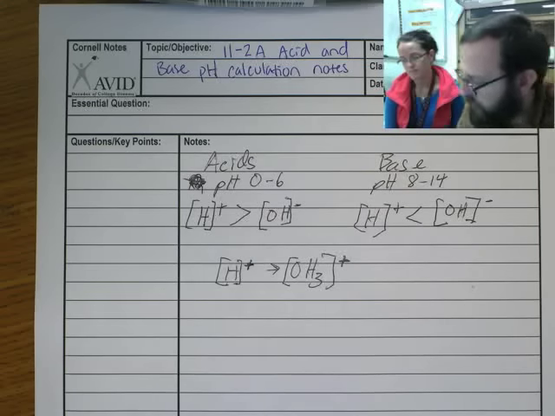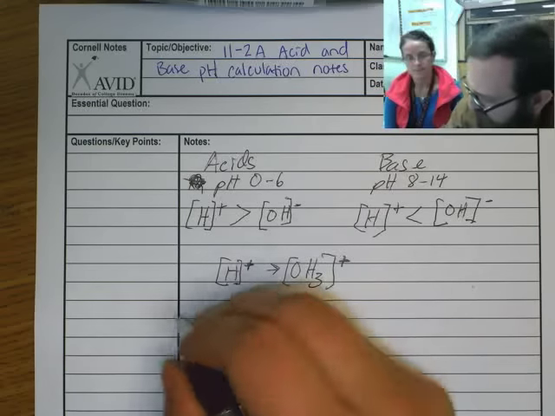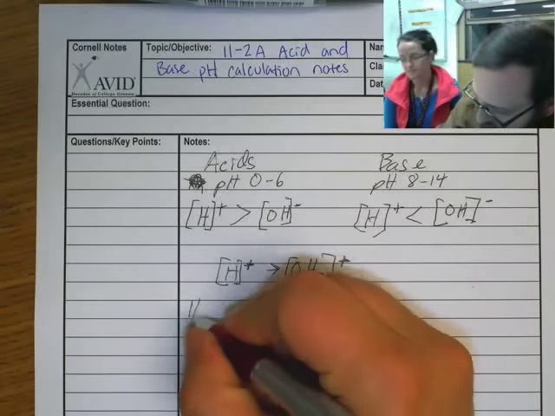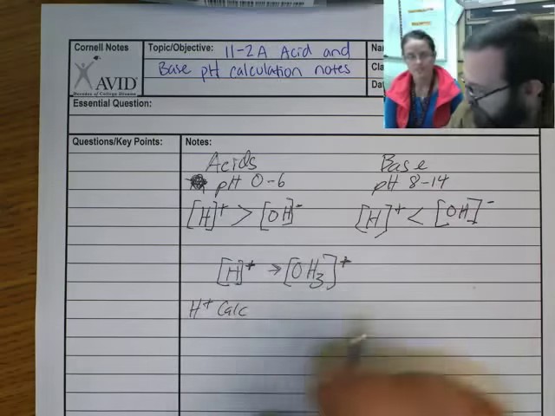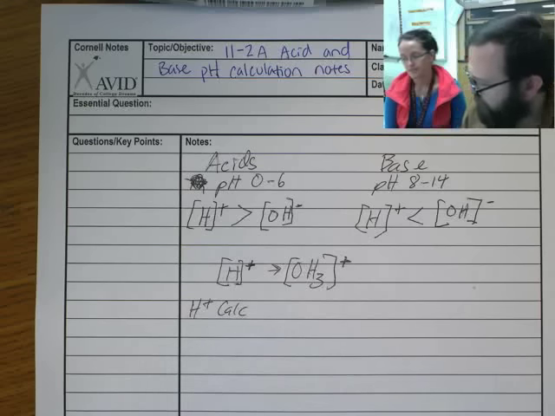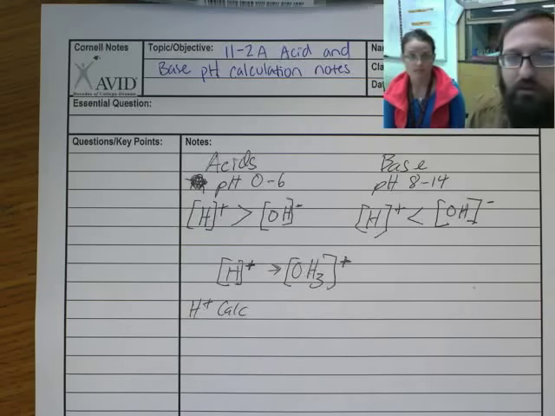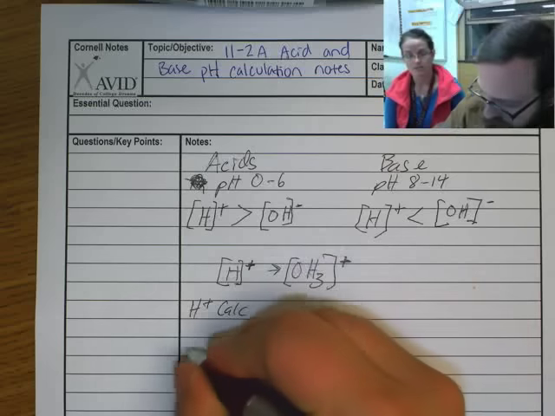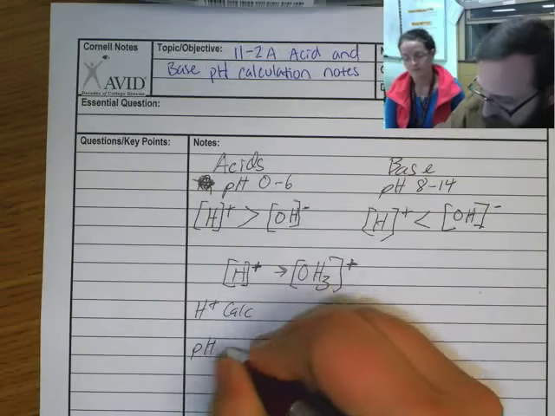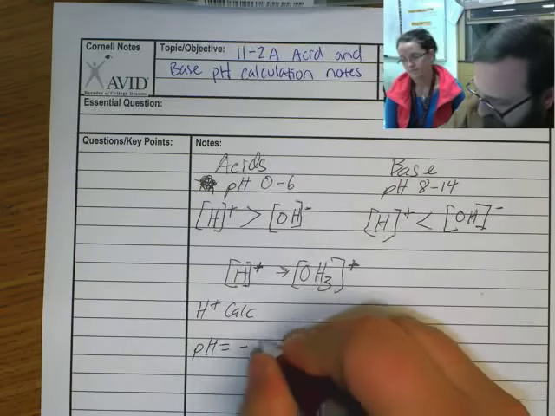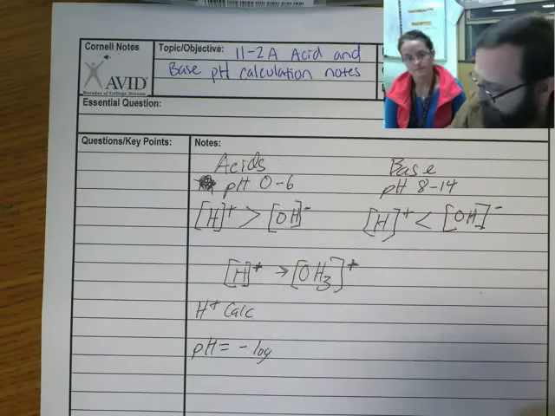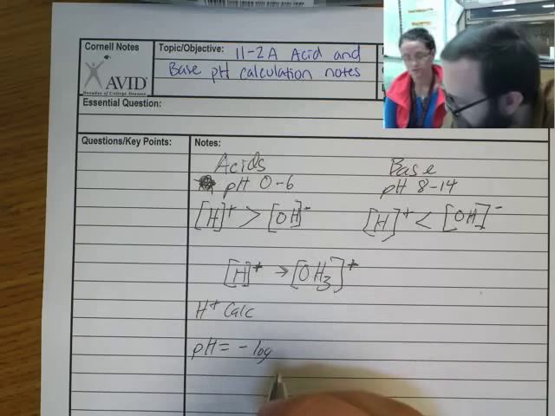So whenever we're doing our hydrogen calculations, what we do, this would be if they give you the hydrogen ion concentration and you're looking for pH. Okay, so your pH is going to be equal to the negative log of your hydrogen ion concentration.